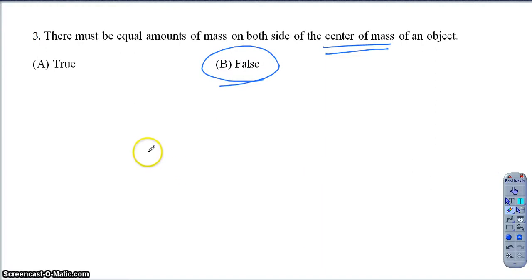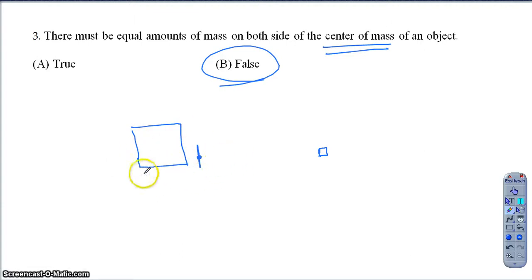And the easiest counterexample I can give would be, let's assume we just have two masses. Let's assume I have a very large mass and a very small mass, right? So where would the center of mass for this system be? Well, I think everybody would agree that the center of mass for the system would be pretty close to the larger mass. But then if I say this is the center of mass, how much mass do I have on either side?